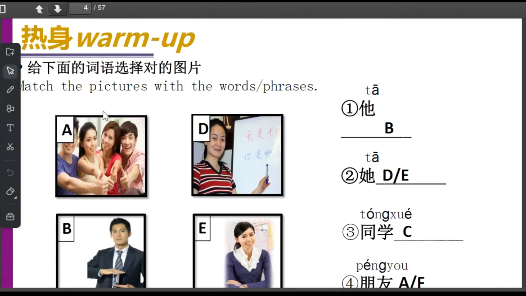Okay, now please look at these pictures. Please look at the first picture. Can you make one sentence? When you make a Chinese sentence, you can always start from a subject. The subject, 他们. So how many sentences you can make? You can make the sentence like this. 他们是中国人。他们是学生。他们是同学。classmate. 他们是朋友, friend.